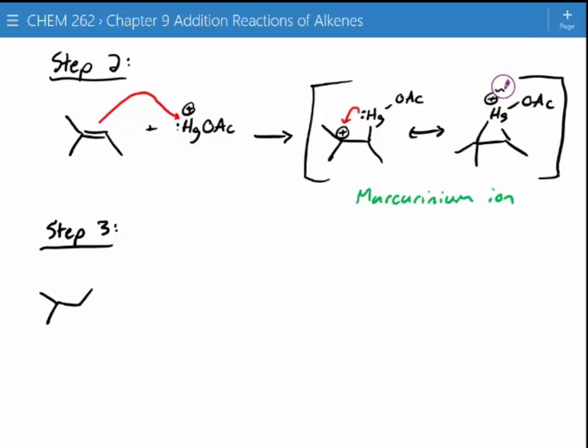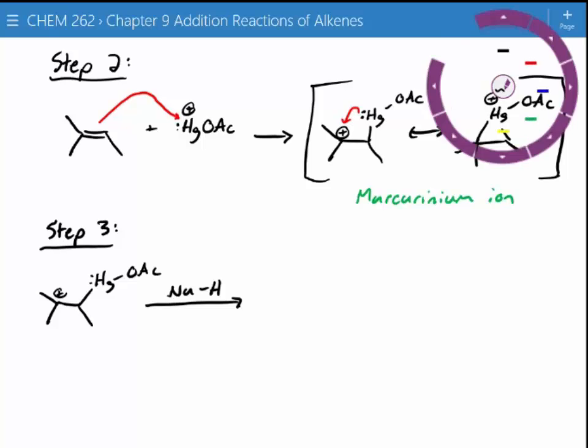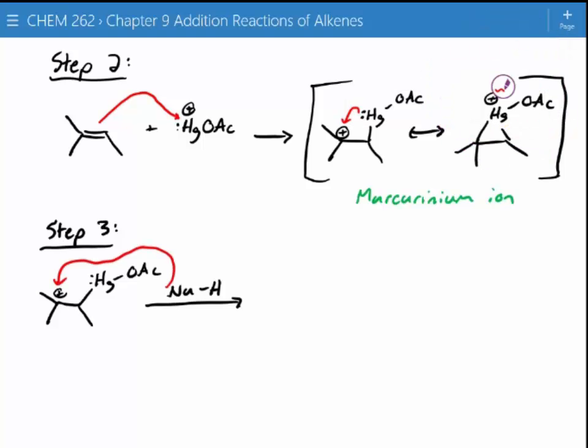I'm just going to draw one of the resonance structures. So we've got HgOAc, lone pair, positive charge. We can have this react with a nucleophile. Typically, these nucleophiles are things like alcohols, so they've got a hydrogen attached. In this case, our nucleophile can add in from either that top face or the bottom face of that carbocation.